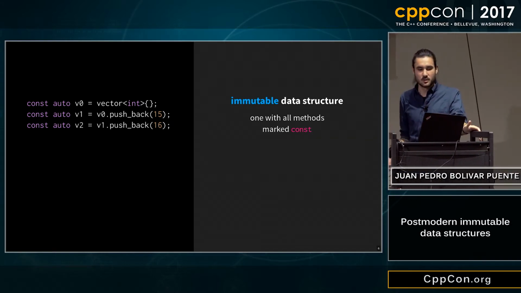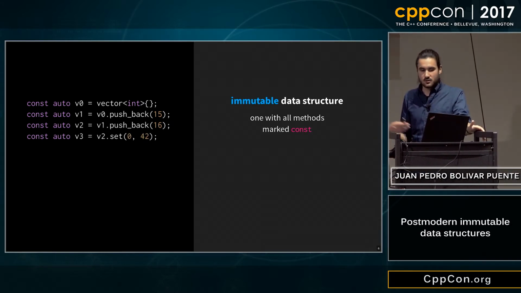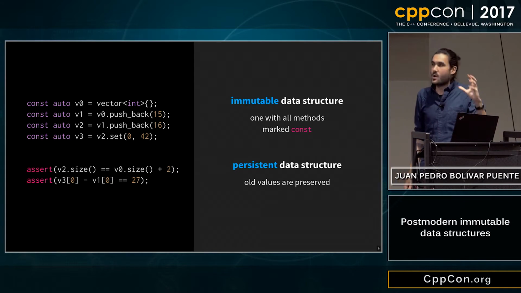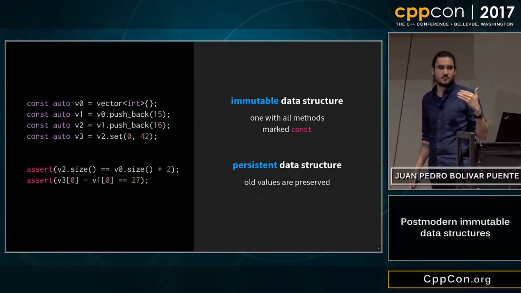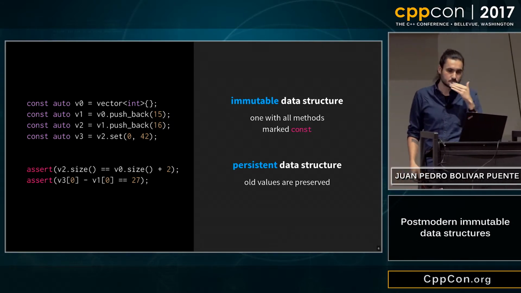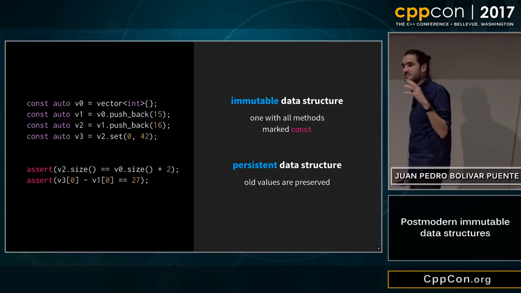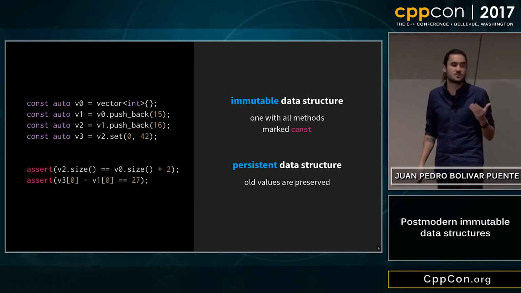We can do this multiple times. We can also do random access updates like in a typical vector. And we have preserved all the history of operations in the data structure, right? So this is a property that in the data structures world is called persistence, right? Because the old values don't go away.